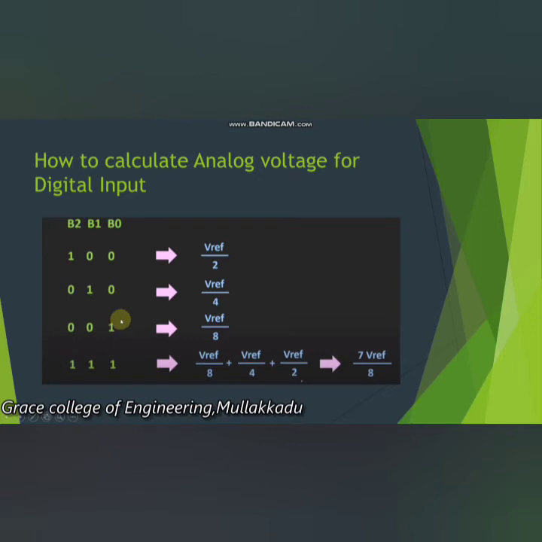Suppose all the 3 bits are 1, then all the 3 positions should be added. Therefore, we add V reference by 2 plus V reference by 4 plus V reference by 8 and combine them to get 7 V reference by 8. If we give this input, making the 3 switch positions 1, we will get the corresponding output as 7 V reference divided by 8. If we take V reference as 5, then it will be 7 into 5 divided by 8.